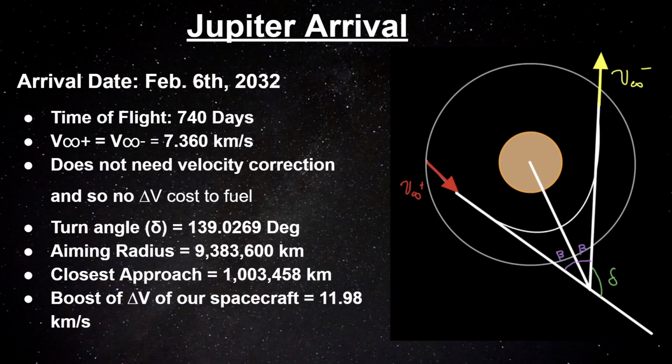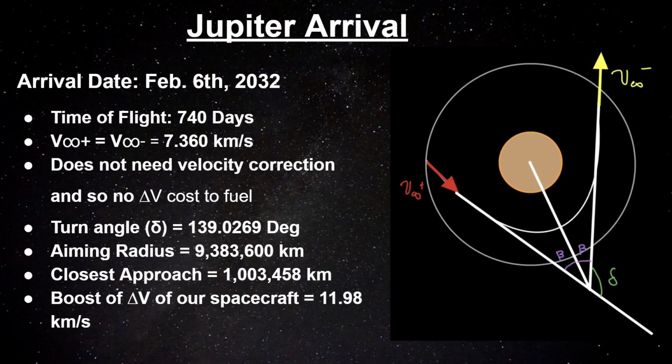This is going to take us into our second leg of the transfer to Jupiter arrival. We're going to arrive on February 6, 2032, with a total time of flight between Earth and Jupiter of 740 days. Our V in and V outs match at 7.36 kilometers per second. Because of this, we don't have to do any velocity correction, and there's no cost to our delta V in fuel.